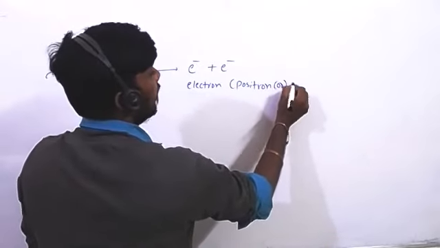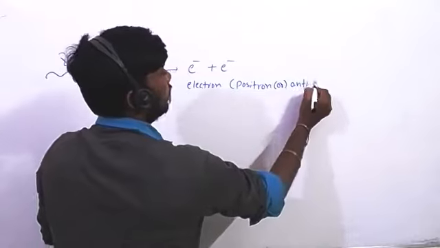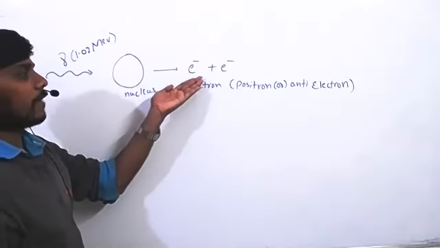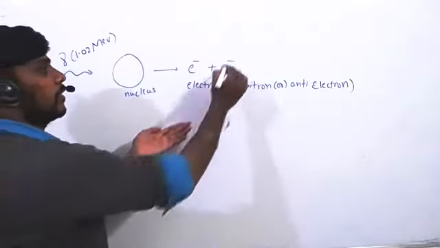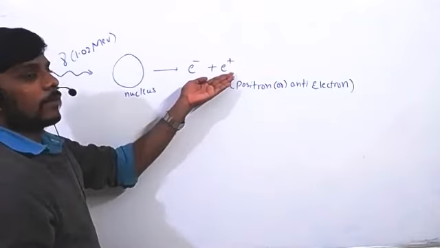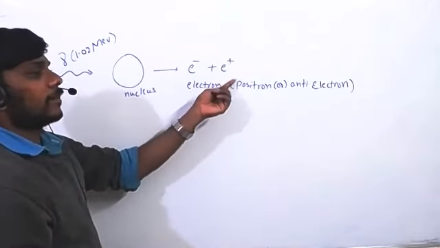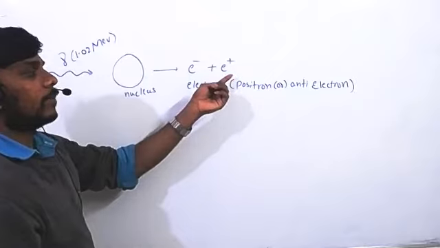Positron is nothing but anti-electron. Here energy is converted into mass. It has mass and it has mass. So positron means plus e. It has a charge of plus 1, e plus.